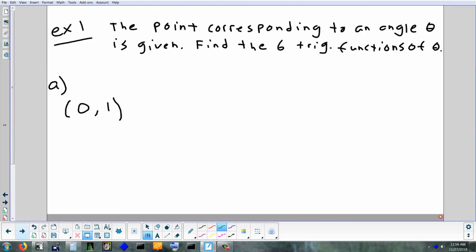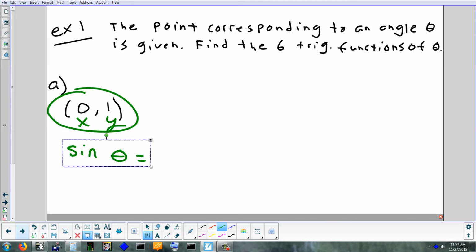So this point represents an angle. What angle does it represent? We could figure it out because we know the 0 and 1s, but it doesn't matter. All I care about is I've got a coordinate. That's the important thing. X, Y. So let's find the sine of the angle, which again, I know I could figure out the angle, but that's not the point. Let's find the sine of the angle represented by that coordinate.